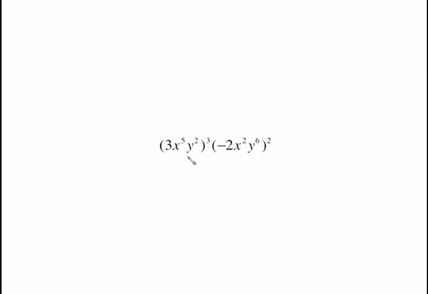This problem happens to have 2 sets of parentheses that need to be raised to a power, so I need to evaluate the power rule twice before I think about doing this multiplication right there. So if we distribute this 3 into this parentheses, we're going to have 3 cubed. 5 times 3 gives us x to the 15th. For the y's, keep the base, multiply those.